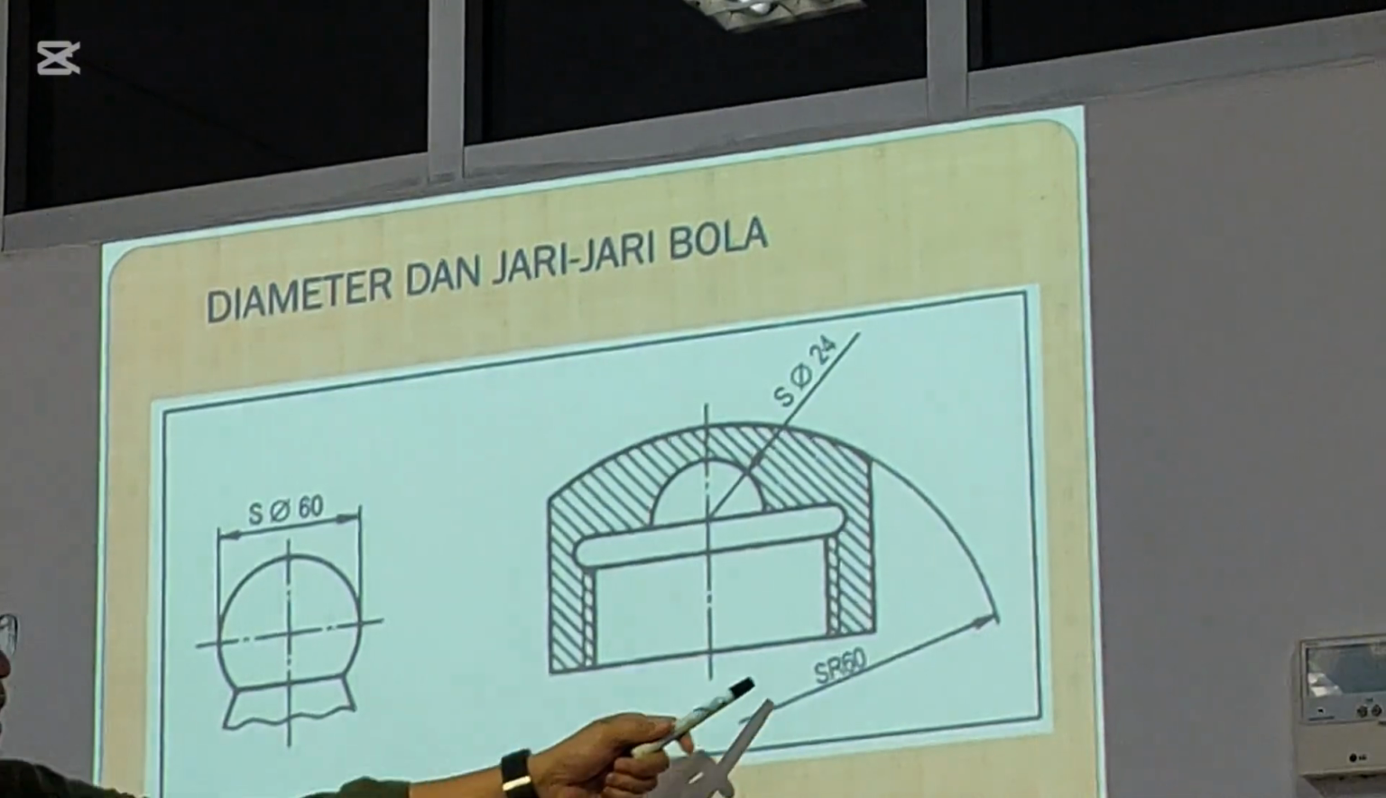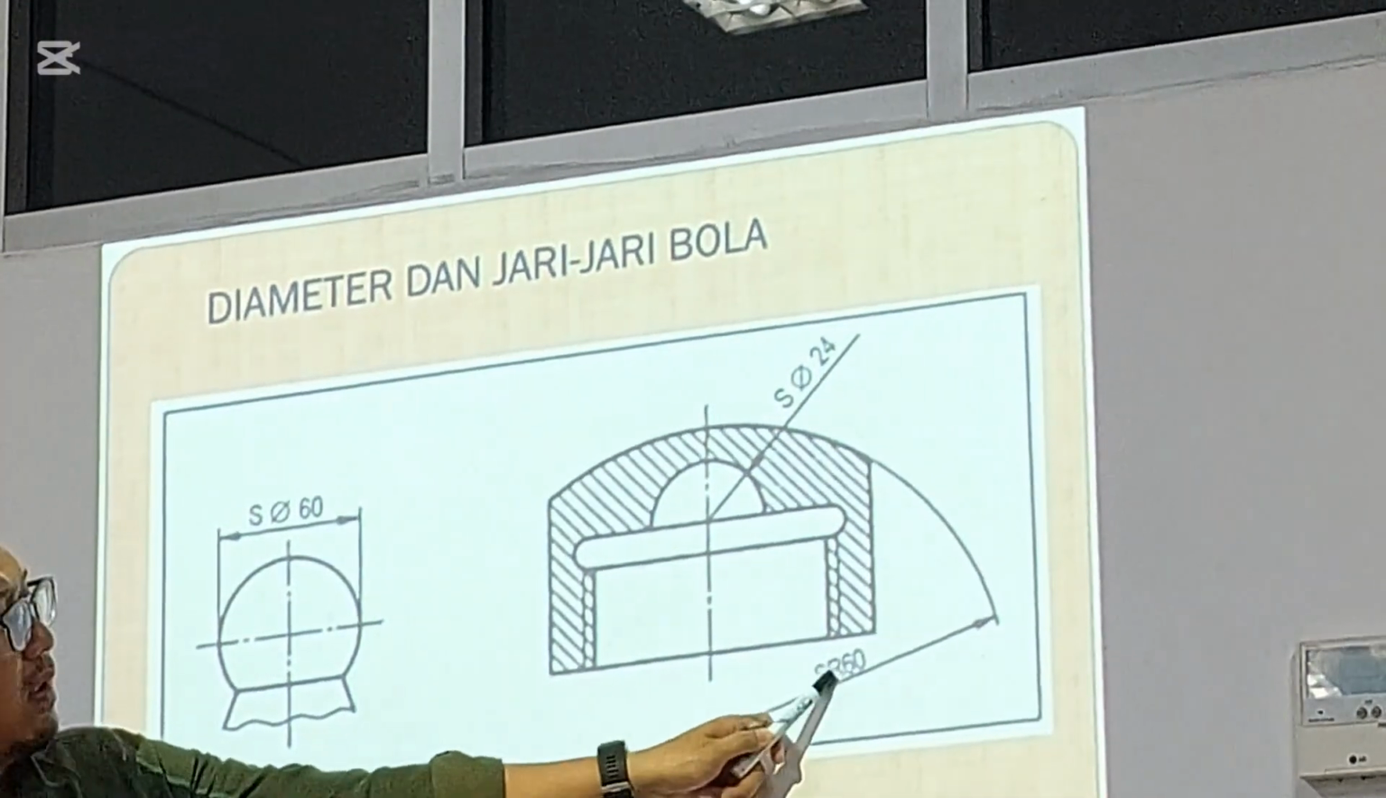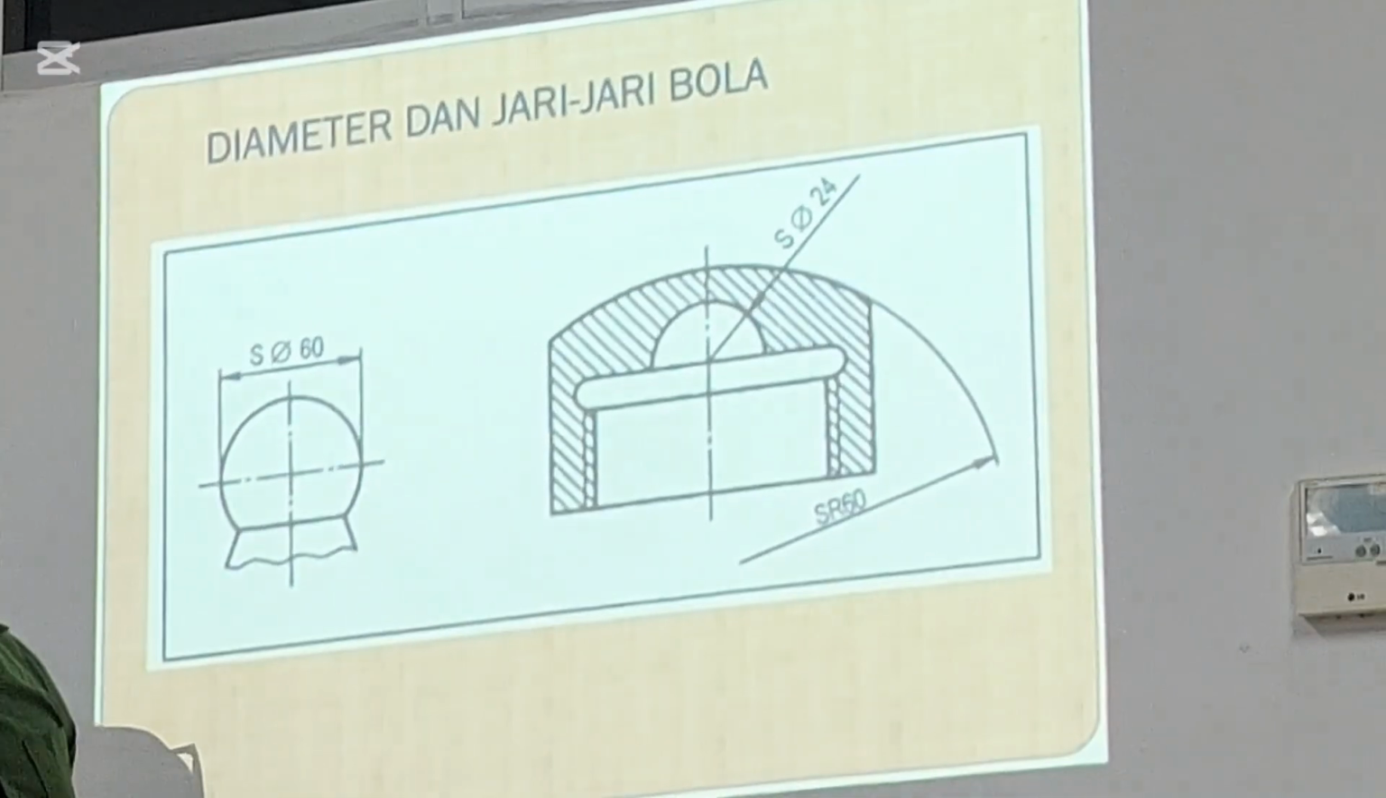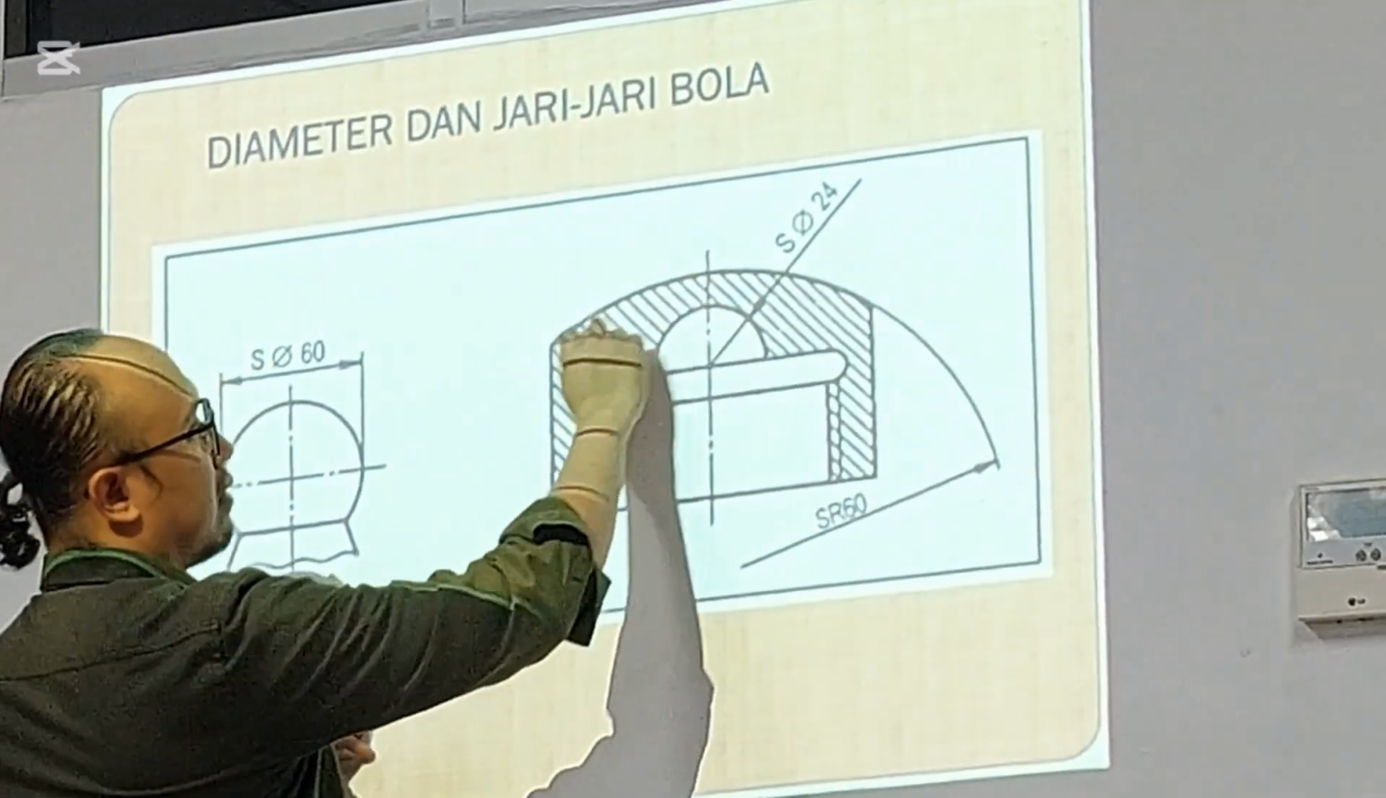And this one, SF, S means sphere, R is radius. The radius size is 16. So, what is radius?